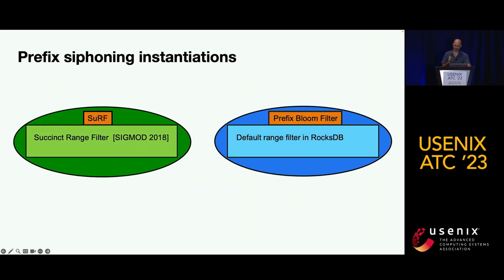We demonstrate the prefix siphoning attack on 2 vulnerable range filters. The first one is SuRF, a succinct range filter introduced in SIGMOD 2018. In addition, our paper presents an attack on the prefix Bloom filter. This is the filter that RocksDB currently uses to speed up range queries. Attacking prefix Bloom filter is less effective than attacking SuRF, but it's still 3 orders of magnitude better than a brute force attack. I'll focus only on attacking SuRF in this talk.